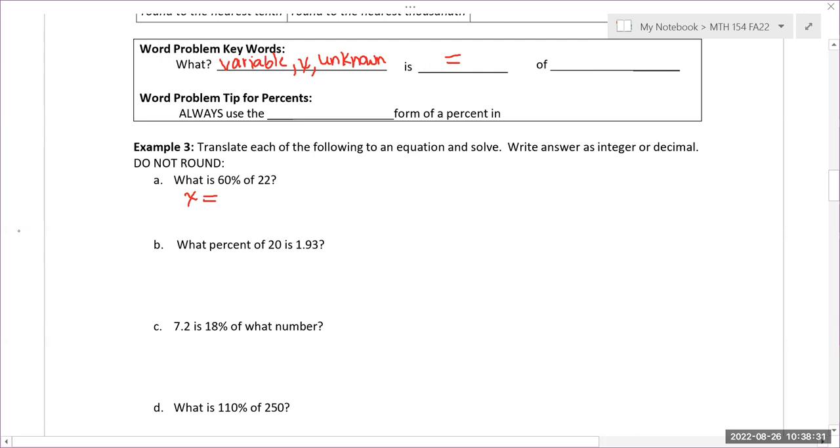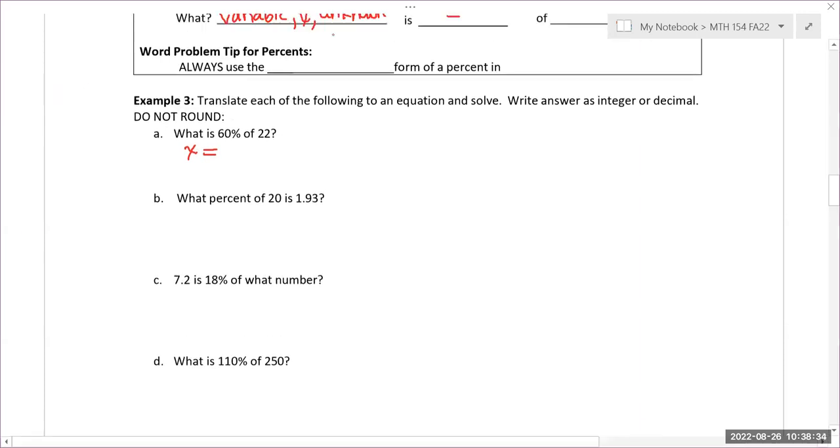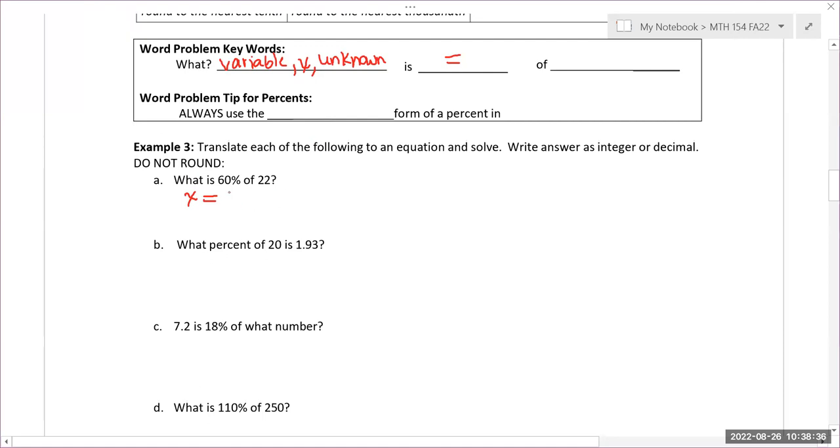And then when we have that percent, remember 60% is 60 out of 100. So I'm going to put it as 60 out of 100 in the math, or it would go haywire pretty fast. Of is a multiplication. And then you have 22. And now you could type that in. 60 divided by 100 times 22 is 13.2.